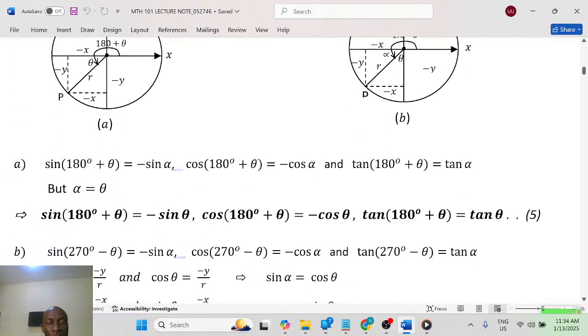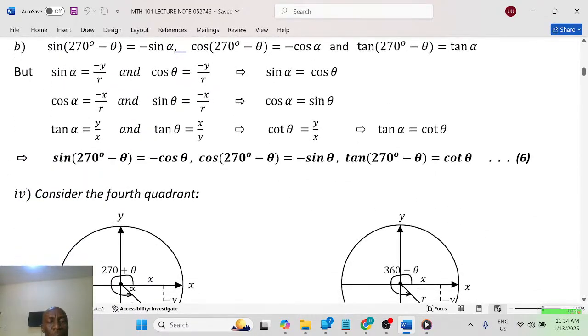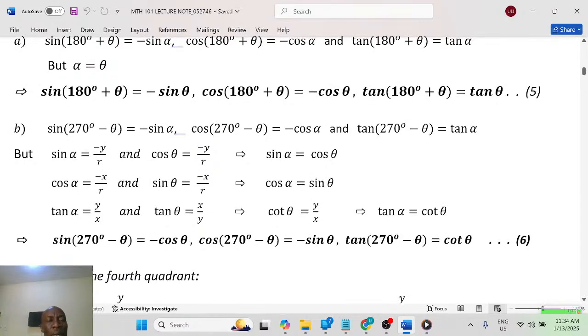Now, for the third quadrant, we have sin of 180 plus theta equals minus sin theta, because sine is negative in the third quadrant.